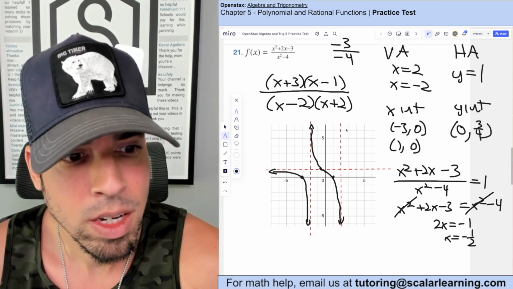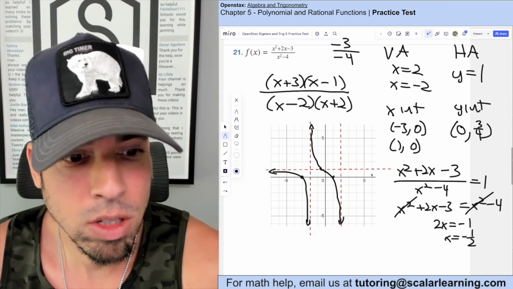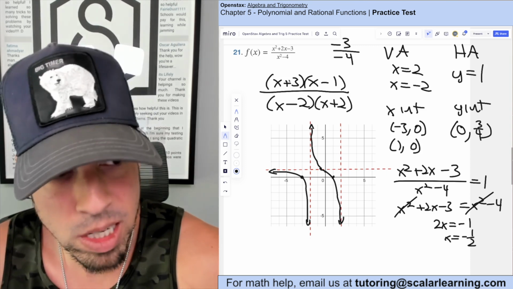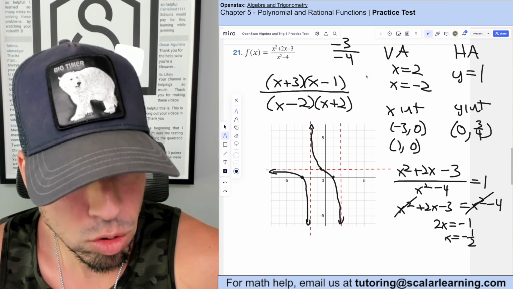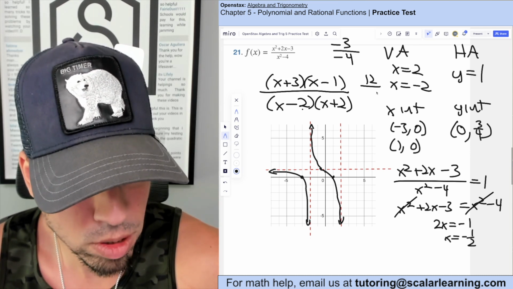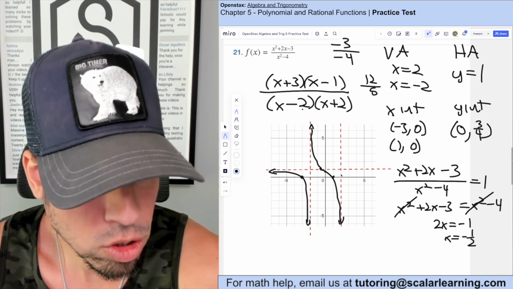Now over here, it's either going to be up here or over here, one of the two. And to figure that out, you can plug in any random point. How about plugging in 3? So if I plug in 3, I get 3 plus 3, which is 6, times 3 minus 1, which is 2. So that's 12 over 3 minus 2, which is 1, times 3 plus 2, which is 5. So that's approximately 2.4. So that's for 3.